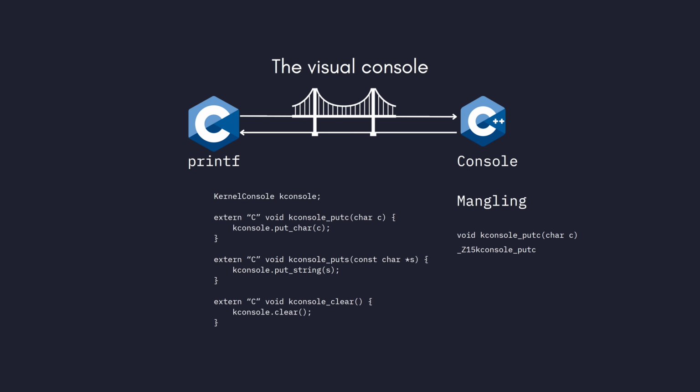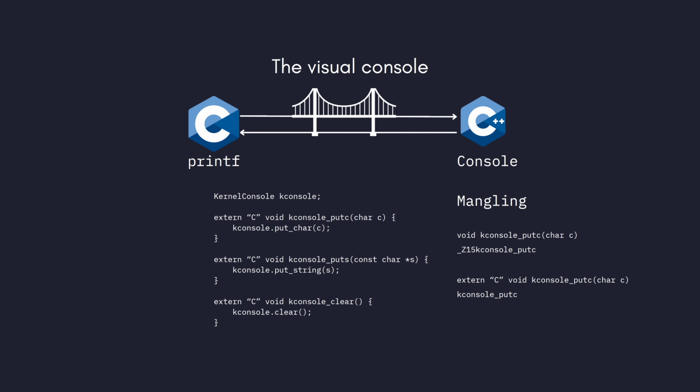There should also be the argument, but we're kind of going to ignore that for now. Essentially, this is not the actual name of the function, and if we try to call the kconsole put c function from C, we're actually going to find that the function does not exist. So if we add extern C to it, we avoid mangling altogether, and our function name is now just kconsole put c.